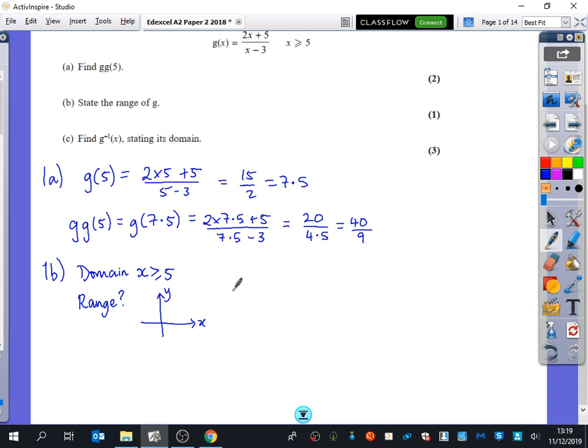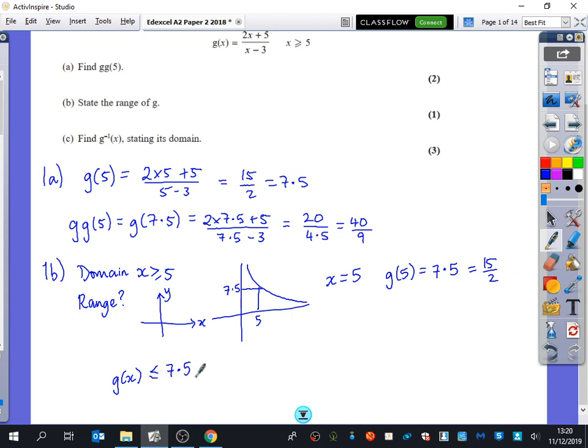Right, our graph, we said, looked a bit like this, and we're going to try and find out what happens when x is equal to 5. Well, when x is equal to 5, we've already worked that out earlier on. When x is equal to 5, the function was 7.5, or 15 over 2. So on our axis, 7.5 looks like the maximum thing that the function can be. It's got to be less than or equal to 7.5, or 15 over 2.